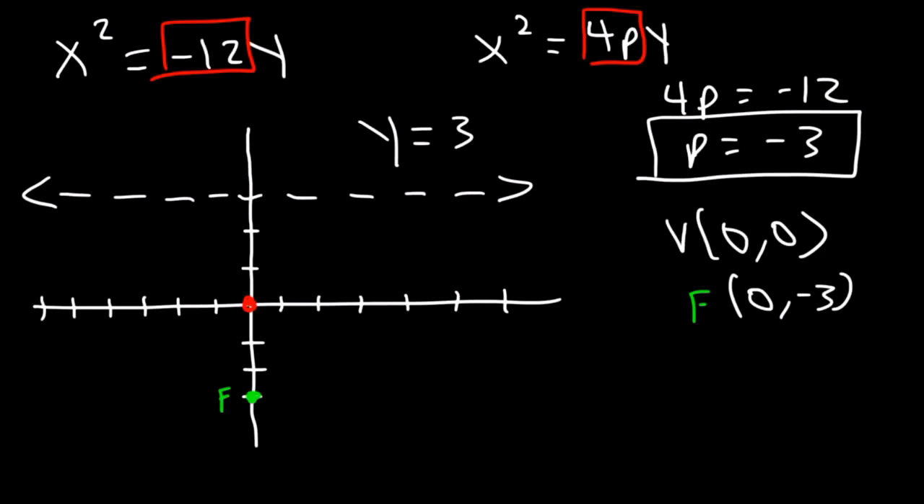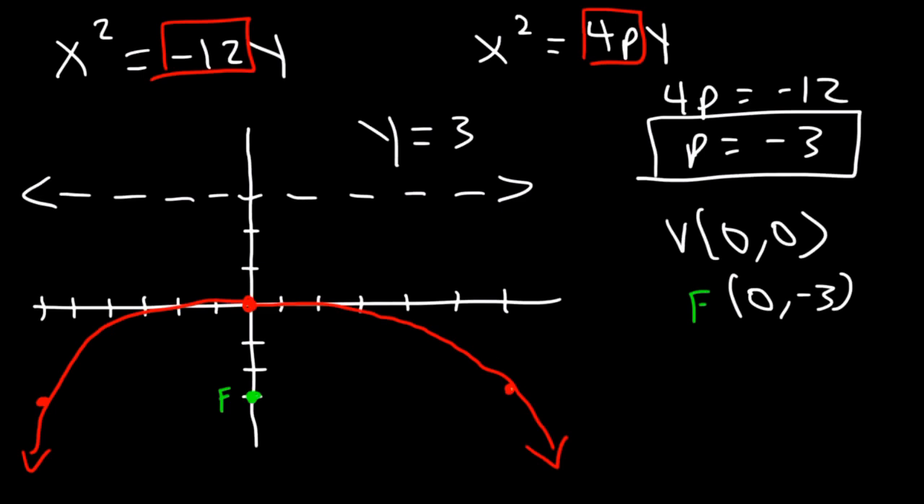So 6 units to the right of the focus will give us this point, 6 units to the left will give us that point. And so the graph should be something like that. There we go. It's very wide.